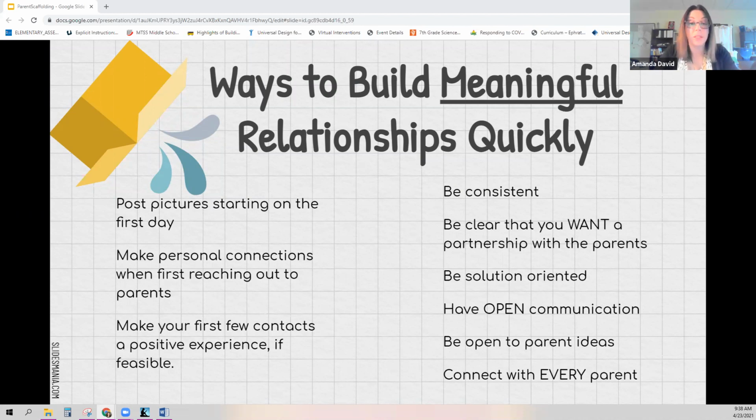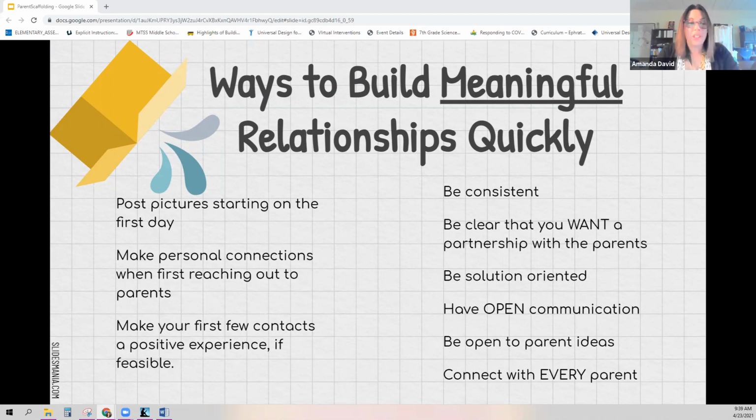A lot of times these will be things that you do at the start of the year or upon a student entering your classroom if it is mid-year. Posting pictures starting on the first day. So if you are using some sort of communication platform such as Class Dojo, that's a great way to start just showing parents what your students are doing each day. Please talk to your administrator about social media posting, whether it's with the district or what have you.